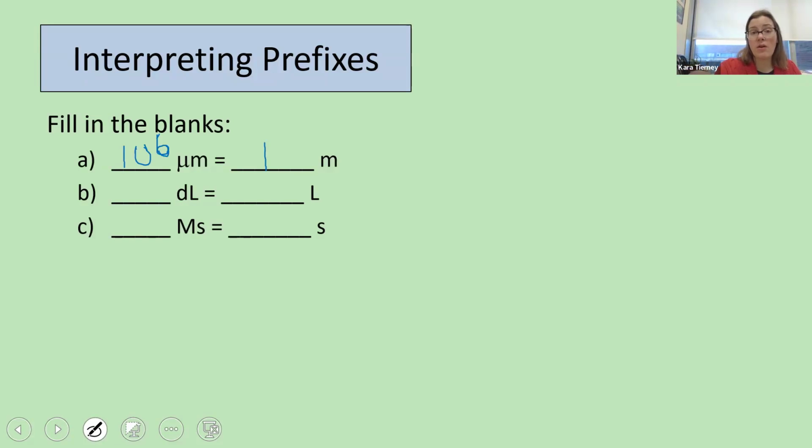You will see that your book often writes it as 1 times 10 to the 6th. That means the same thing as 10 to the 6th. I'm okay with either way of writing it.